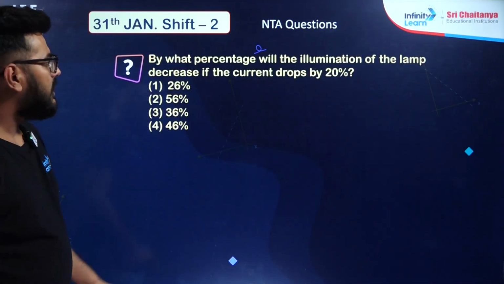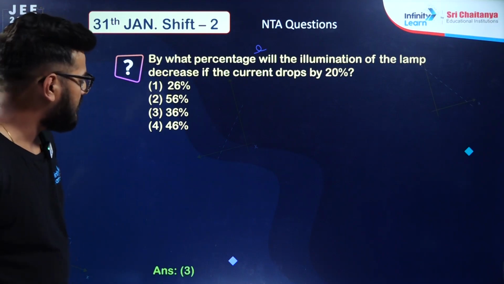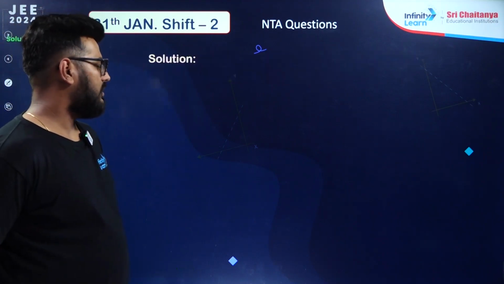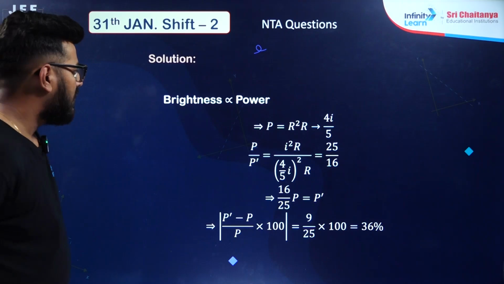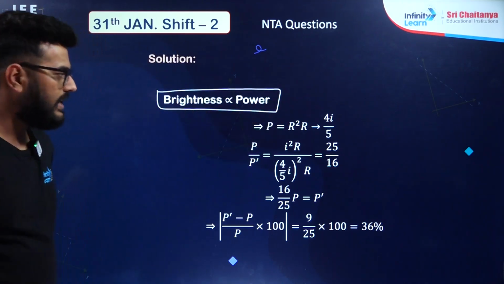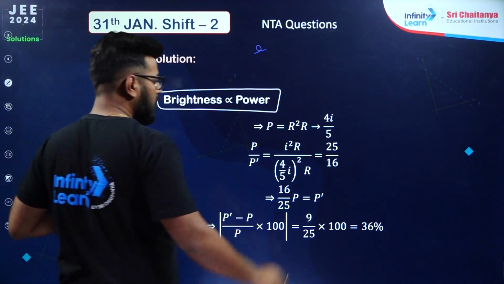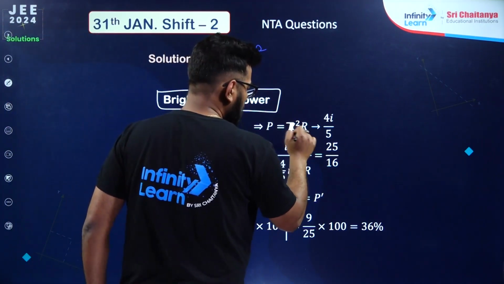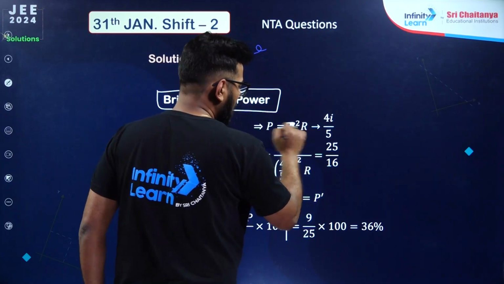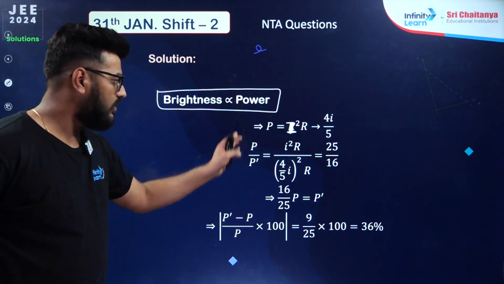By what percentage will the illumination of a lamp decrease if the current drops by 20%? So the analysis over here is simply based on that brightness is directly proportional to the power. Brightness is directly proportional to the power, and power is simply equal to I square R. So based on that, you can very easily find out the ratio.